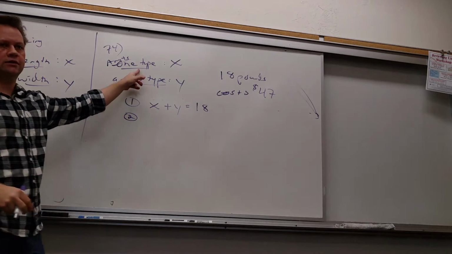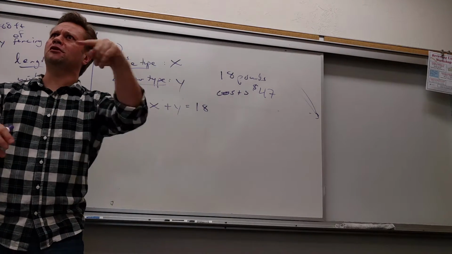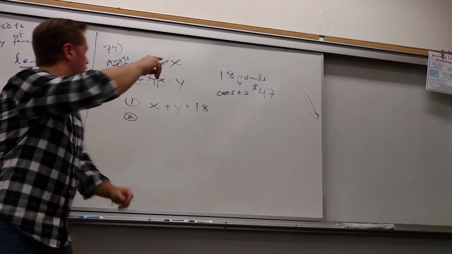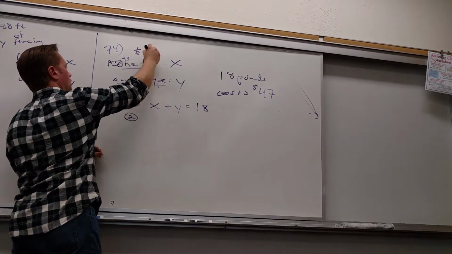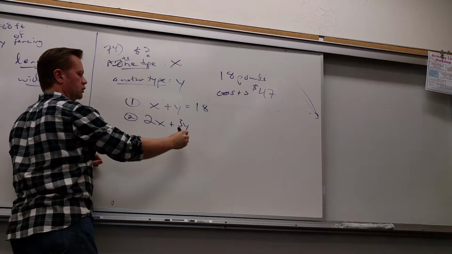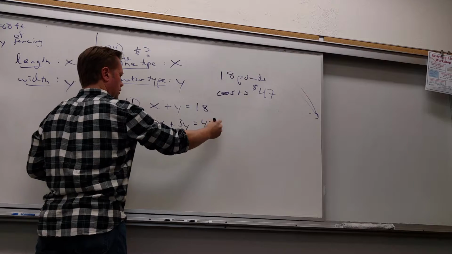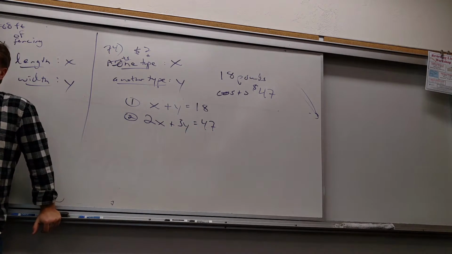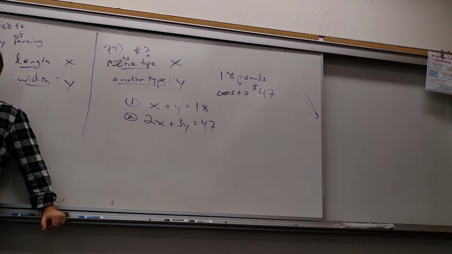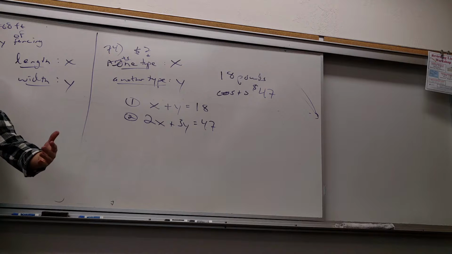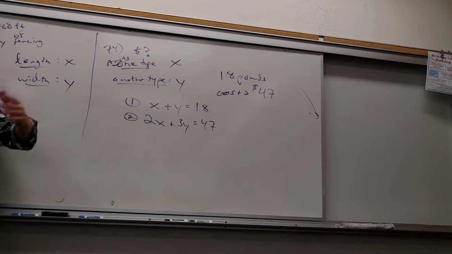How much does this type cost? How much does this type cost? $2. So 2x plus, yeah, the one type costs $2 per pound, plus $3 per pound, equals 47. Yeah, money plus money equals money. There are the equations. And now you can do elimination, for example, or you can solve the first one and substitute. It doesn't tell you which method to use. You pick the method you like better.